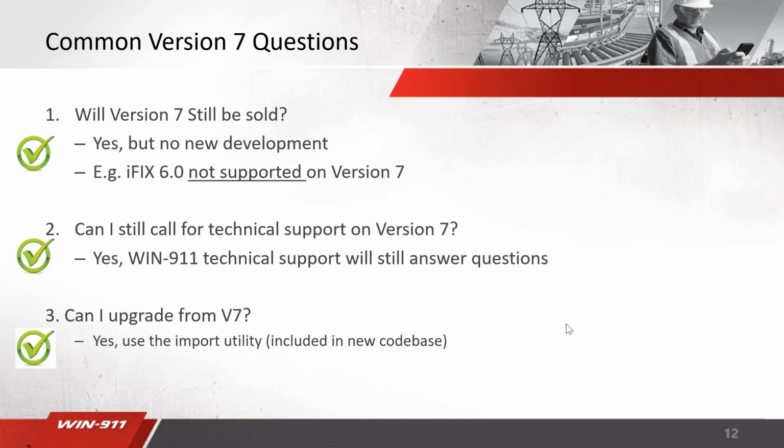The next question is, can I still call Win 911 for technical support on version 7? The answer is, of course, yes, you can still call Win 911 technical support as long as you have a valid support number or a support contract.